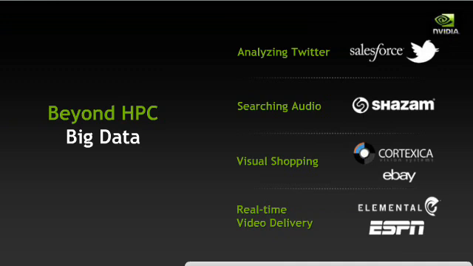Analyzing Twitter. Twitter gets some crazy number of tweets every day. It's like 500 million, or I don't remember off the top of my head. And Salesforce is one, I think, of 6 companies that gets full access to the Twitter fire hose, so they get to see every tweet coming in. And for their customers, they want to do real-time searches.